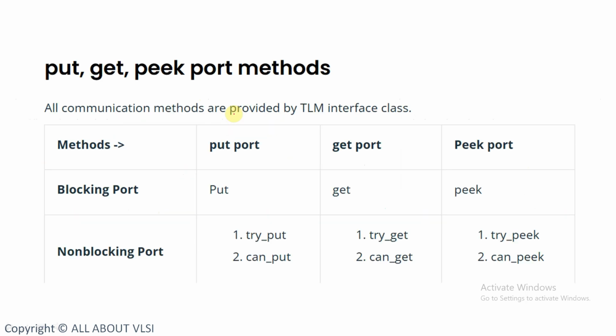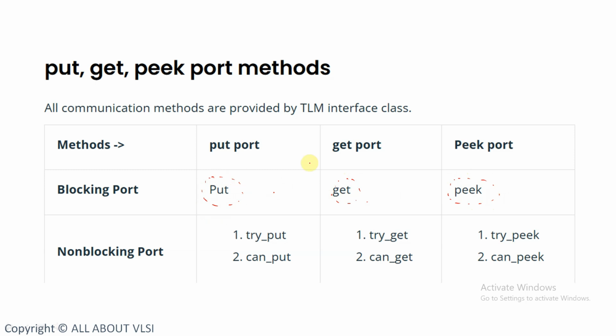Now, let's see the methods which are present in UVM. We have different kinds of methods: put methods, get methods, and peek methods. The put method is a blocking method, get is also a blocking method, and peek is also a blocking method. Put, get, peek, these are your blocking methods.